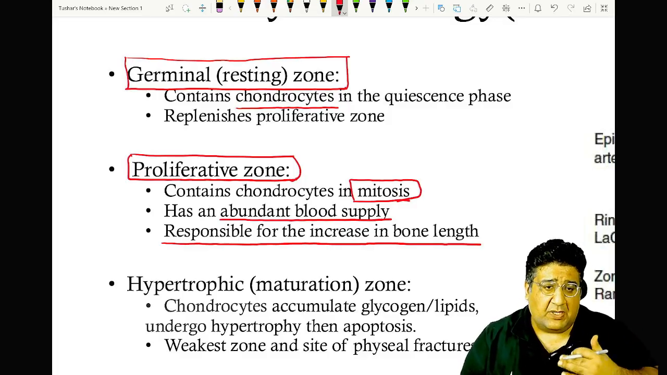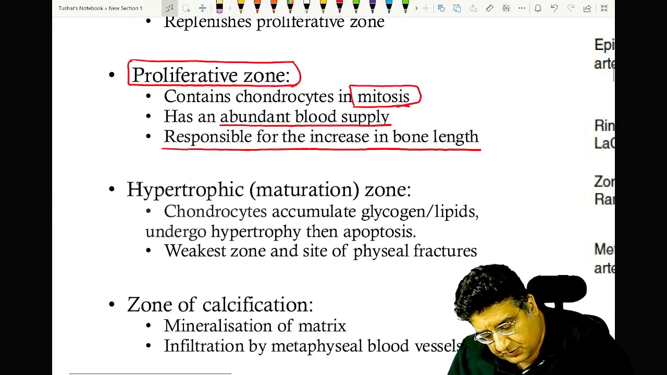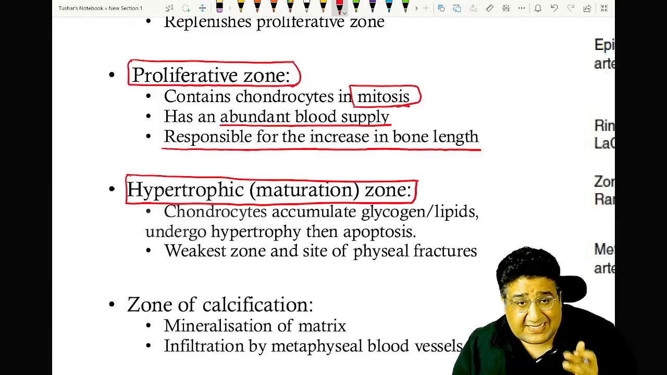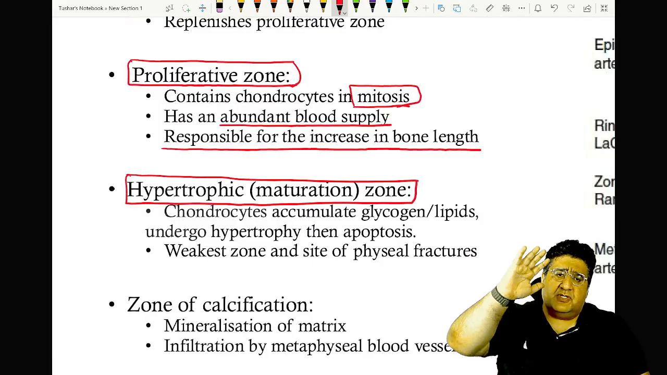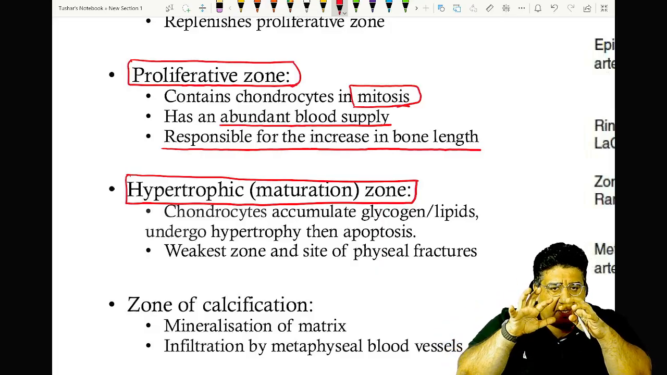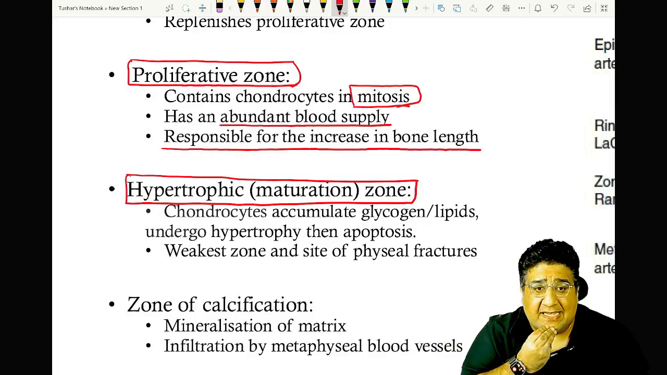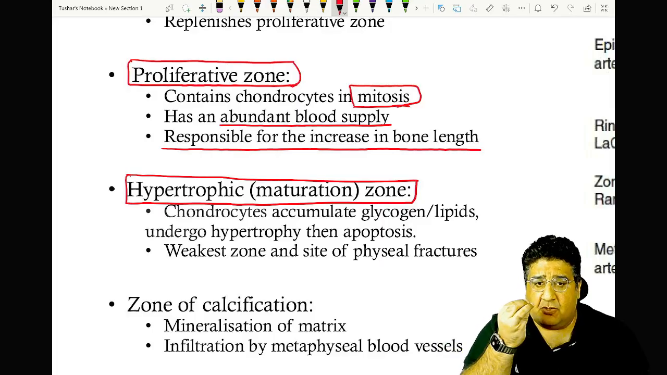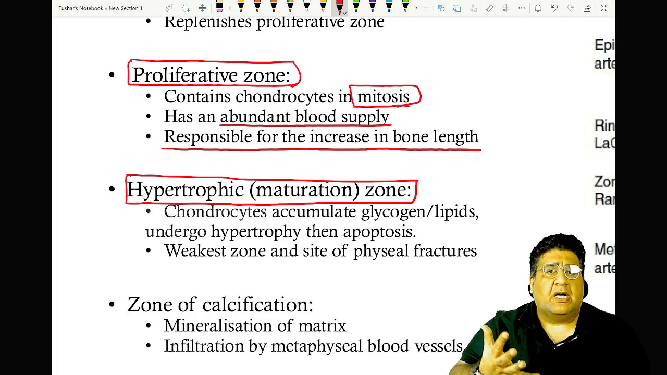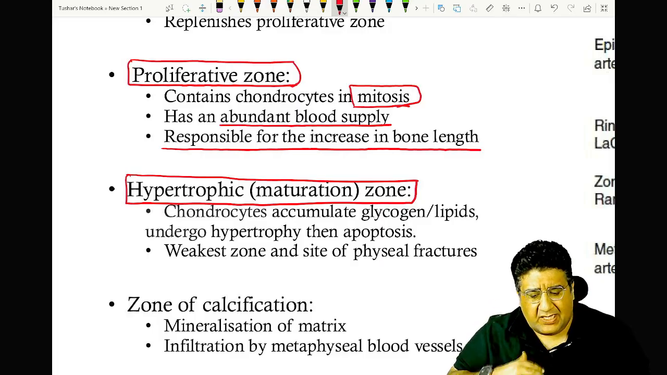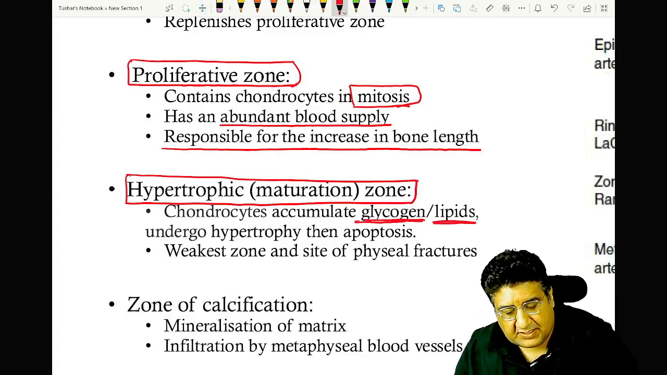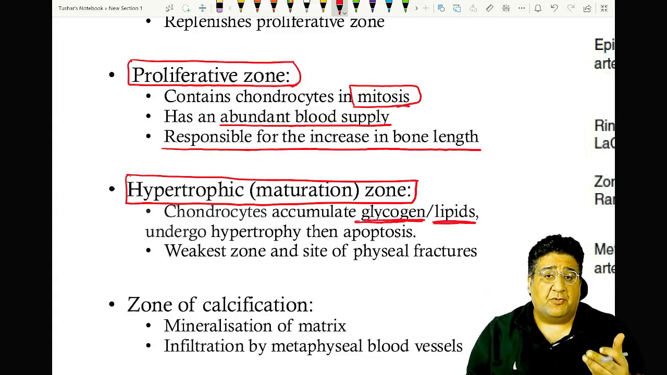Third zone, real people have H. Hypertrophic zone, which we also know by the name of maturation zone. As I said, in the first zone, the resting zone, they were just chilling. In the proliferative zone, they were multiplying fast. In this zone, they understand that life is not about chilling. Life is not about having babies, multiplying, replicating. Life is about accumulating things. So when they accumulate glycogen, when they accumulate lipids, we consider them to be mature, we consider them to be hypertrophic.